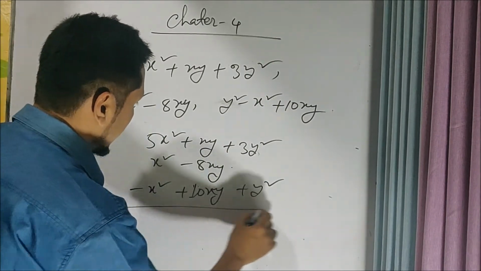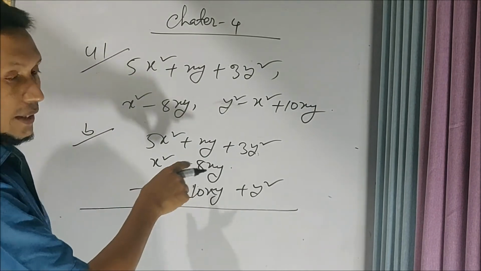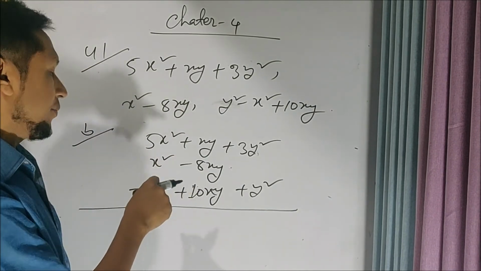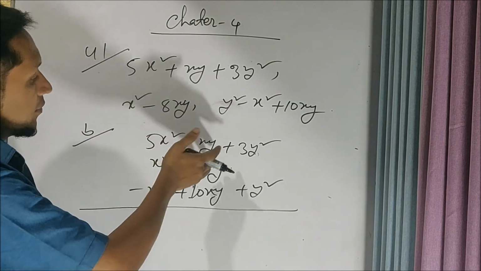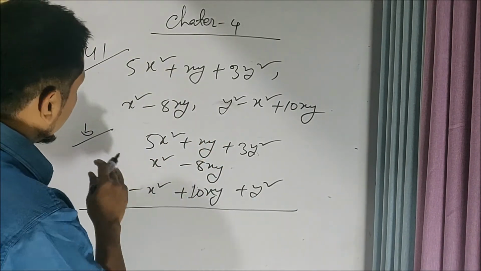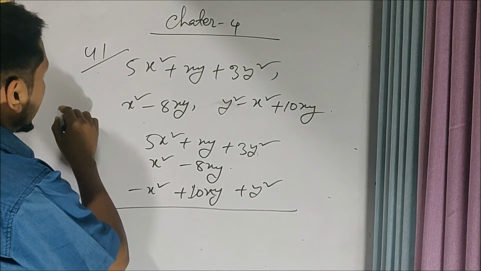That is, before writing the expressions one below other, you can give a statement here following this way. Let us write down the similar terms one below other. Okay, so writing similar terms one below other we get. If we give the statement, it will be smart for you.